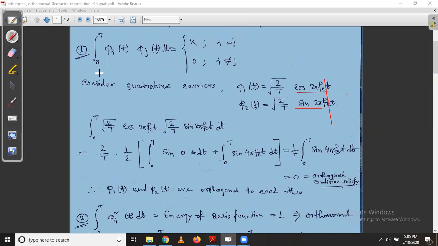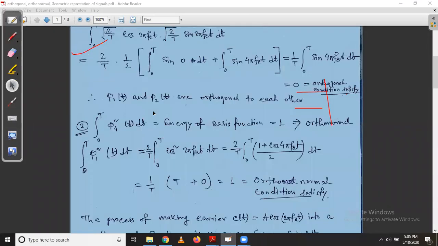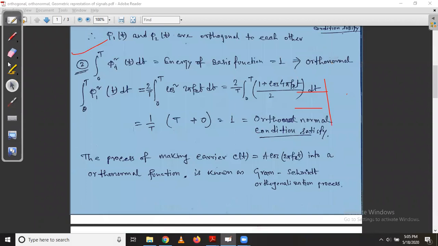That is the orthogonality condition with an example. That is the first thing. The next thing is orthonormal. Orthonormal is nothing but the calculation of the energy of the signal. How do we calculate the energy of the signal? Square the signal, then integrate over the symbol duration, that is 0 to T. T is the symbol duration.